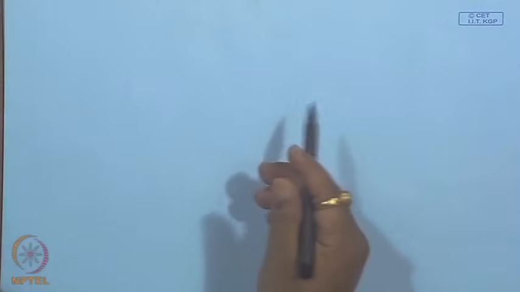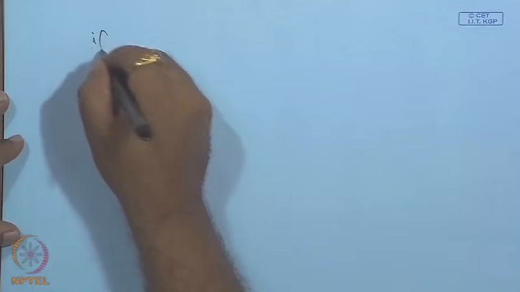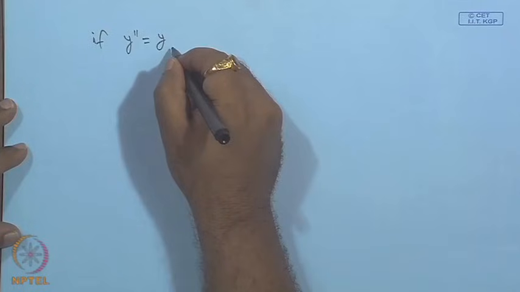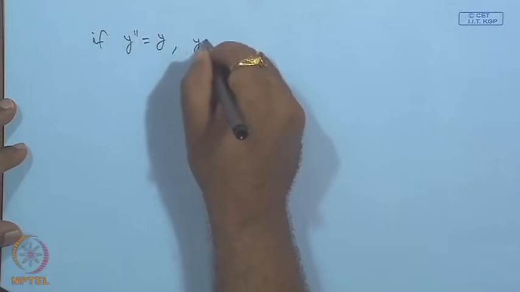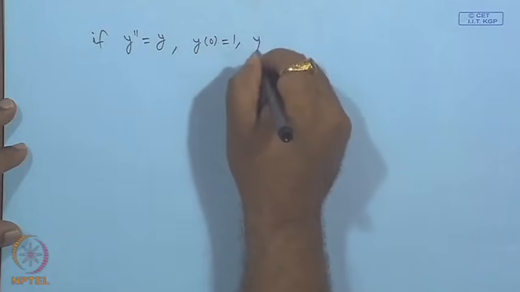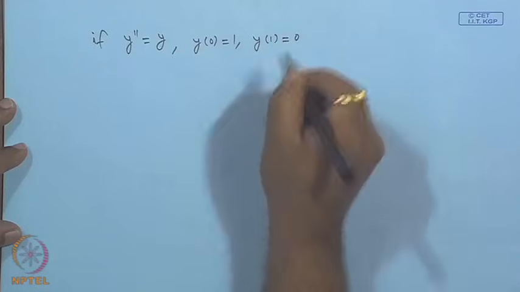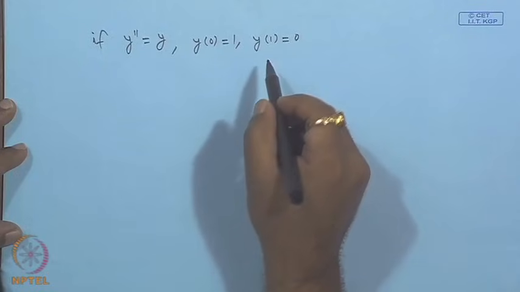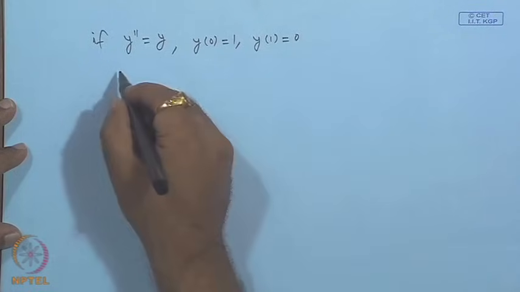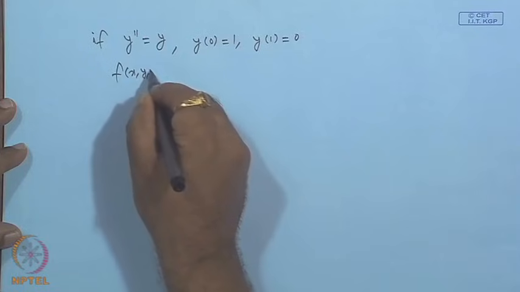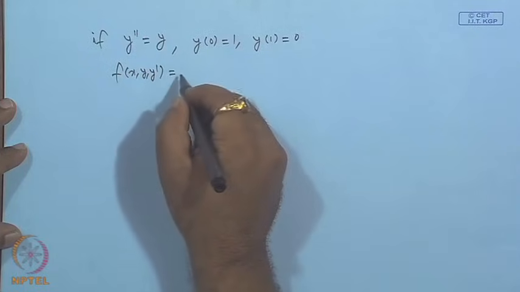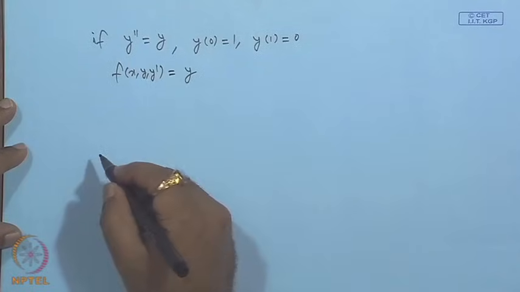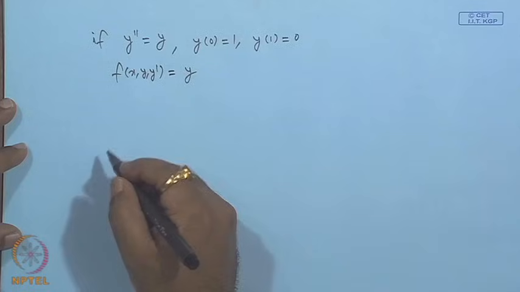So, let us see, for example, if y double dash is y, the simplest case we are taking, say y of 0 is 1 and y of 1 is 0 is our boundary value problem. So, now what is our f? Our f was just y.